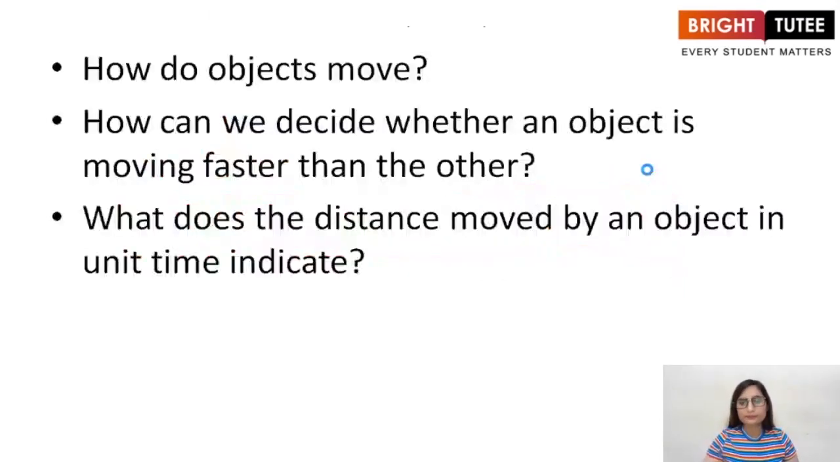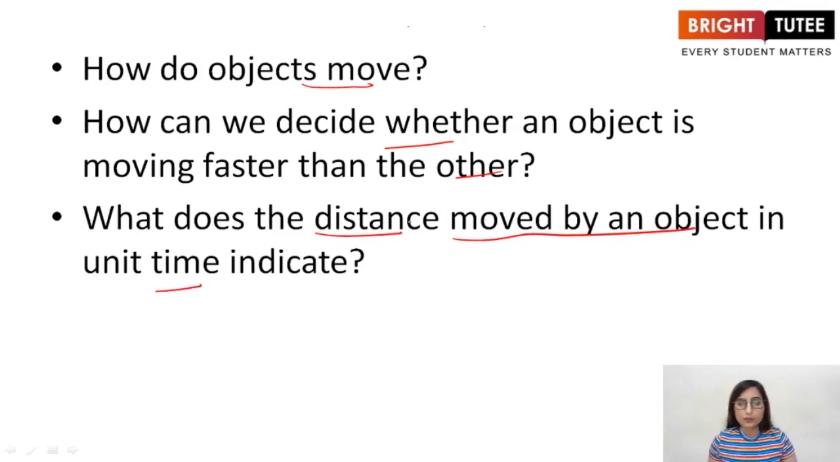Let us start. Students, in this chapter we are going to cover some important questions such as how do objects move? How can we decide whether an object is moving faster than another? For example, you are traveling on a road and you see that one car overtakes another car. So you understand that this car is moving faster. Now, what is the factor that makes it move faster? These are some things that you have to study. Now, what does the distance moved by an object in a unit time indicate?